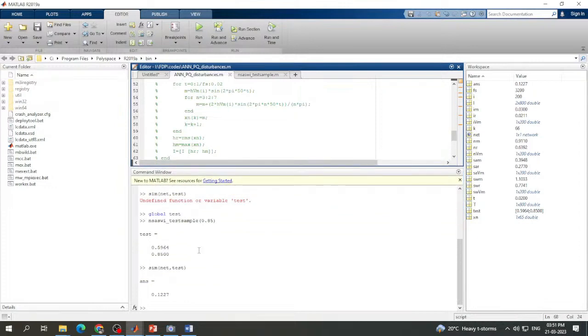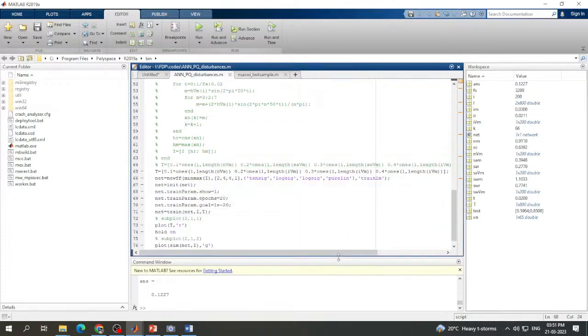If you round off, 0.1227 is rounding up to 0.1 only. So it is normal, but it is not normal. It shows that training is not proper. Your model is not a robust model. So you have to change the parameters. Either you increase or decrease something, that is your choice.